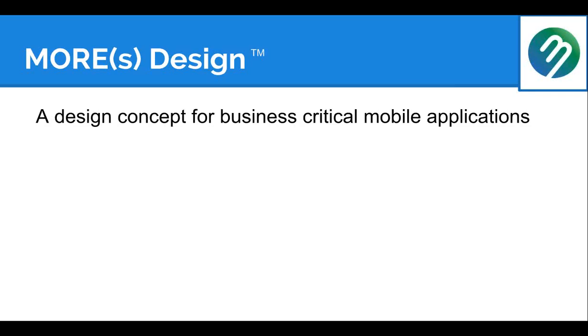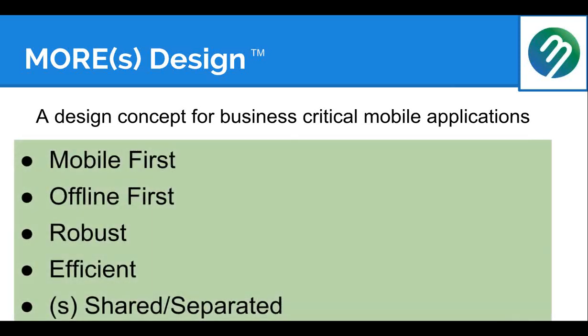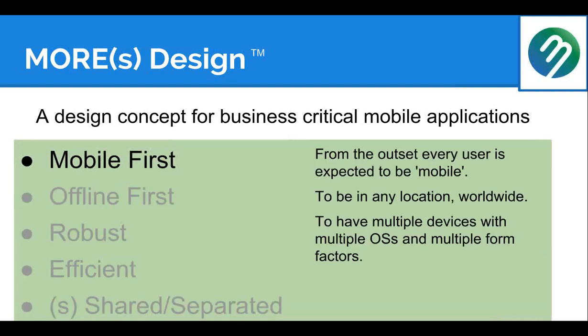So to help us attack these problems, we have come up with a concept, Moore's Design, which is for business-critical mobile applications. And that can be thought of in five key components, really. Mobile first, offline first, robust, efficient, shared, and separated.